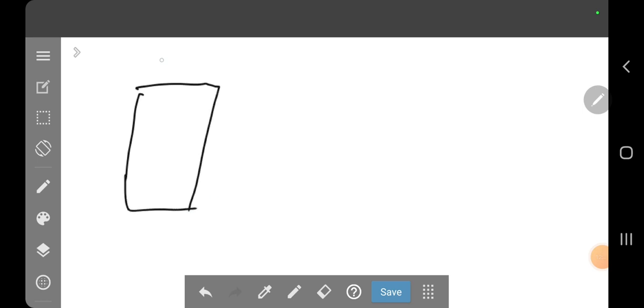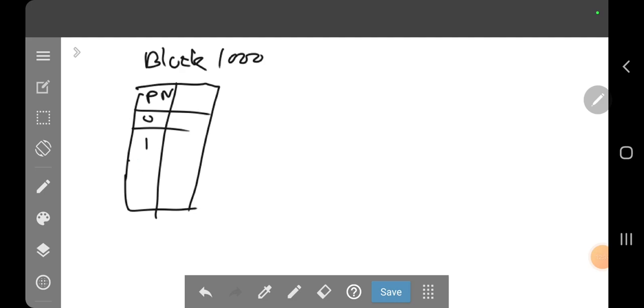So let's say this is a block, and this address is, let's say, 1000, and this block has page numbers 0, 1, 2, and 3. This block holds some values, let's say x, y, and z, and this portion is blank. Now I want to update the value of x. This is actually data. Okay, now I want to update the value of x.